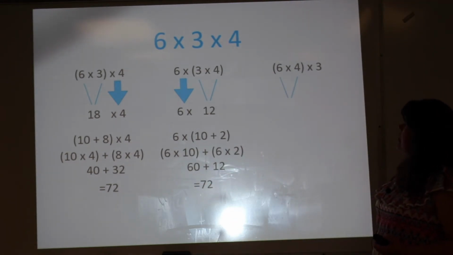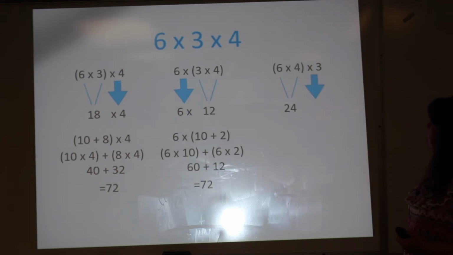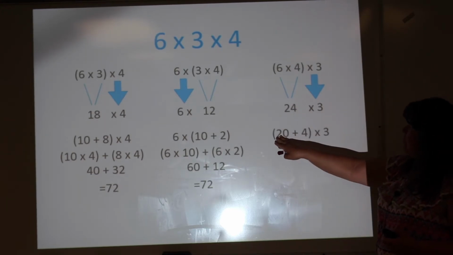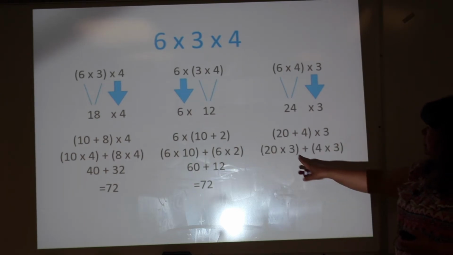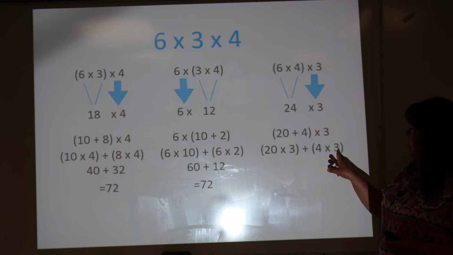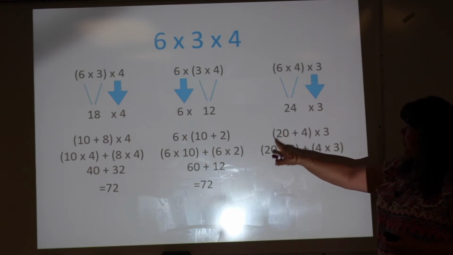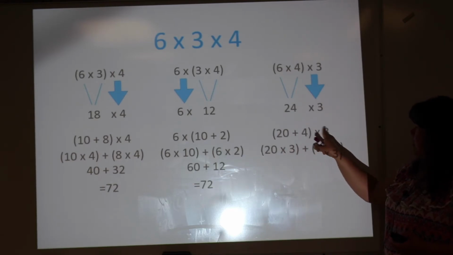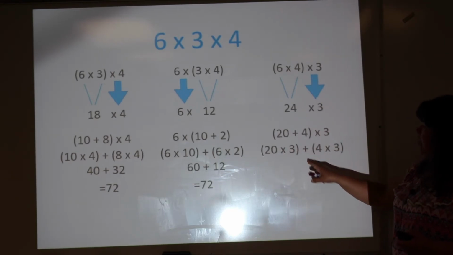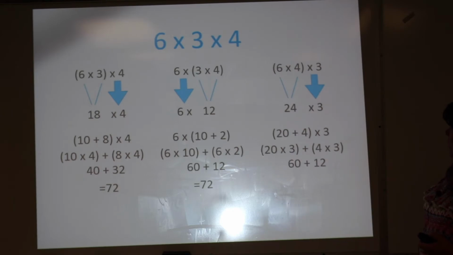Next one. 6 times 4, 24. Bring times 3 down. Distributive property. We're going to distribute that 24. We're going to make it 20 plus 4 times 3. And now we're going to actually do the distributive property. So here's the times 3 on each one. Put the 20 on this side, the 4 in here. These have the multiplication already in it because this whole piece comes over. Plus, put them together and we end up with 60 plus 12.